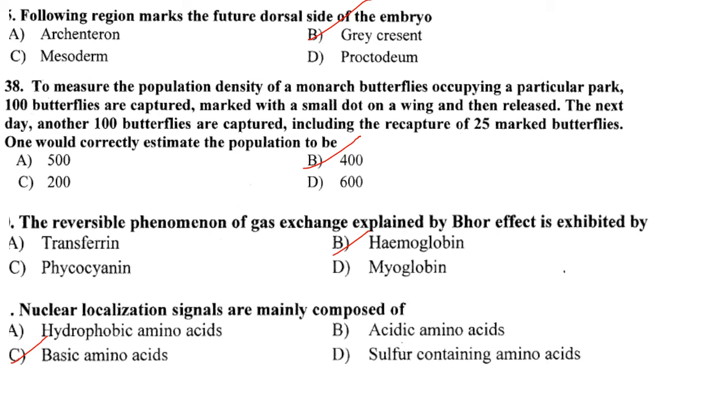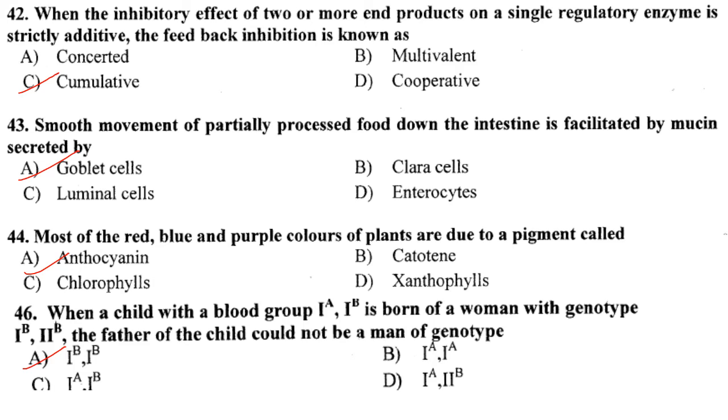Nuclear localization signals are mainly composed of basic amino acids. Answer is option C. So next question. When the inhibitory effect of two or more end products on a single regulatory enzyme is strictly additive, the feedback inhibition is known as cumulative inhibition. Answer is option C. The smooth movement of partially processed food down the intestine is facilitated by mucin secreted by goblet cells. Answer is option B.